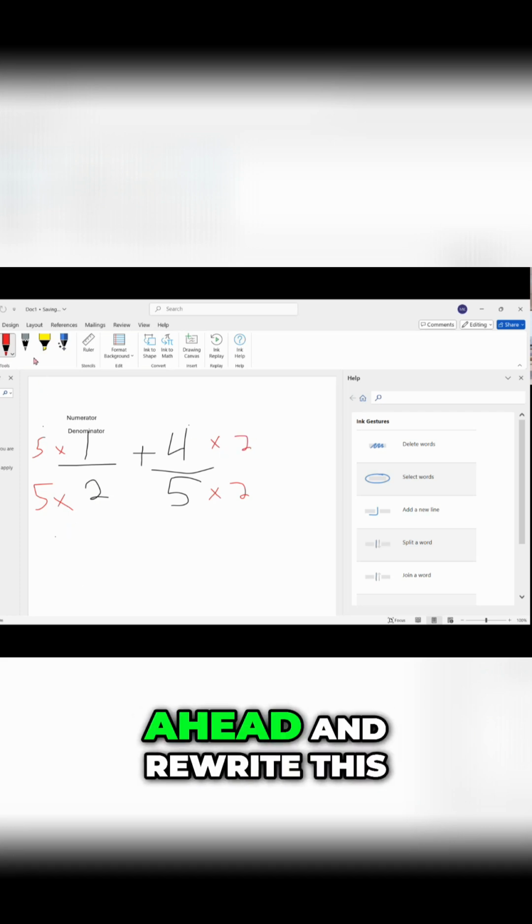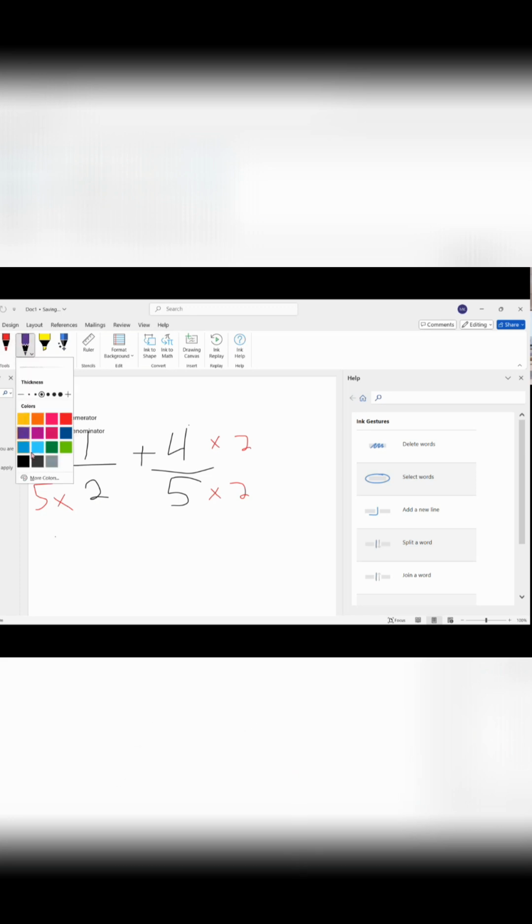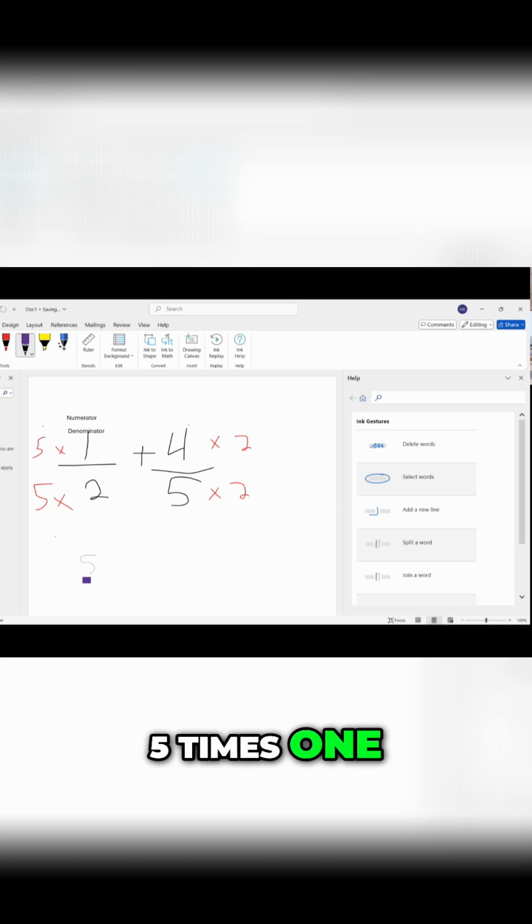Then we're going to go ahead and rewrite this all out. And let's go at 5 times 1. It's 5. 5 times 2 is 10. 4 times 2 is 8. 5 times 2 is 10.